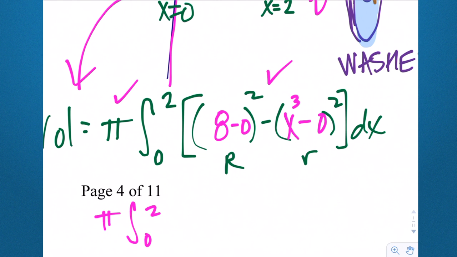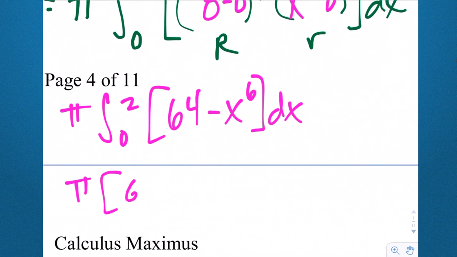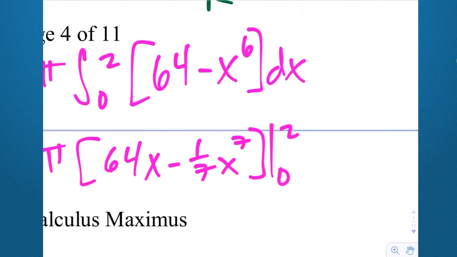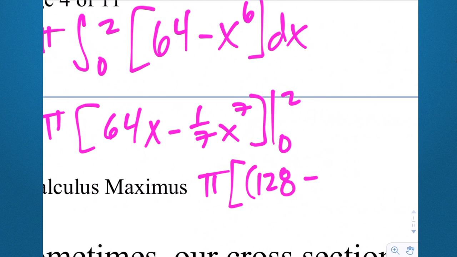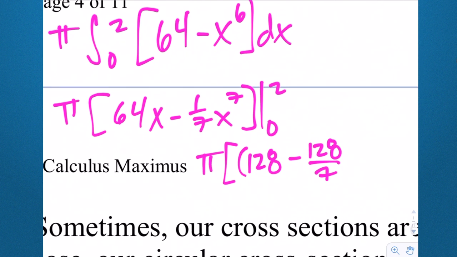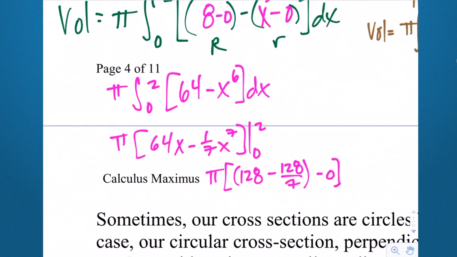Pi, integral from 0 to 2. If we simplify now, we get 64 minus x to the what? 5th or 6th? 6th. Good. dx. So if we integrate, we get 64x minus x to the 7th over 7, from 0 to 2. And we get pi times 128 minus, let's see, what is 2 to the 7th? 128 sevenths? 32, 64, yeah. And then when I plug in the bottom, I still get 0. So there it is, whatever the answer comes out to be.